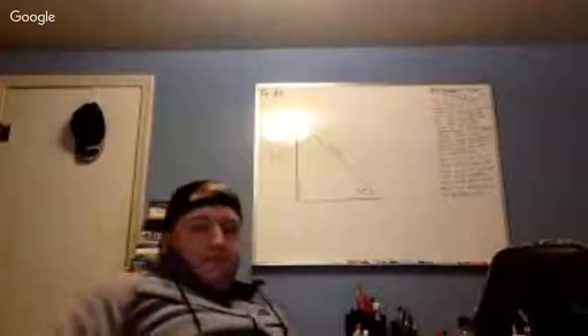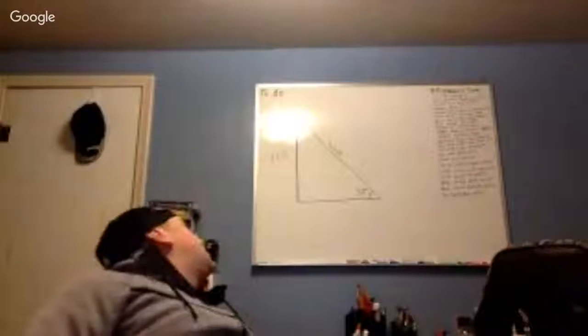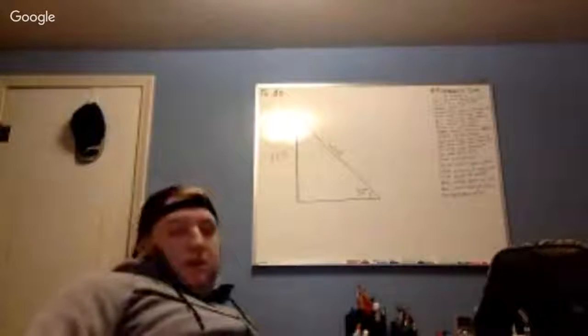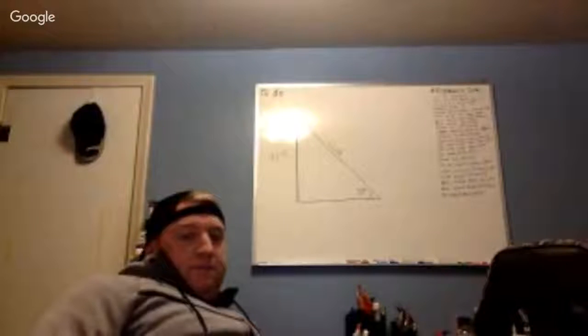So the first one is sine of 32 equals 125 over wire. So we will have wire equal 125 times sine of 32.